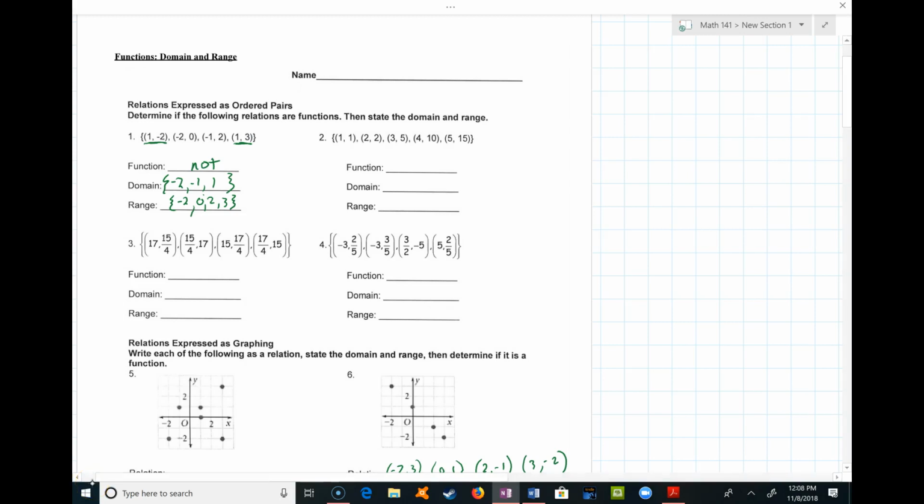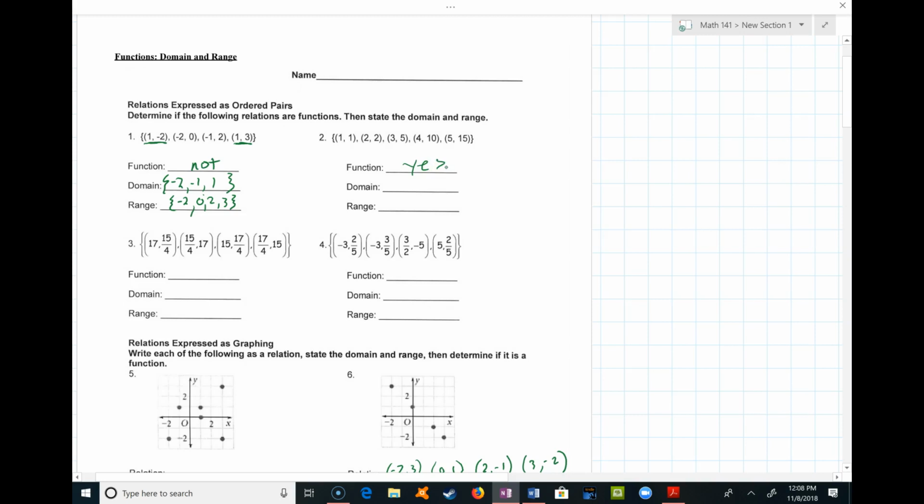Okay, here we go. Number 2, is it a function? I'm just looking to see if every input has exactly one output, and notice 1 goes to 1, 2 goes to 2, 3 goes to 5, 4 goes to 10, 5 goes to 15. So there isn't any input connected with two different outputs. So yes, it is a function.